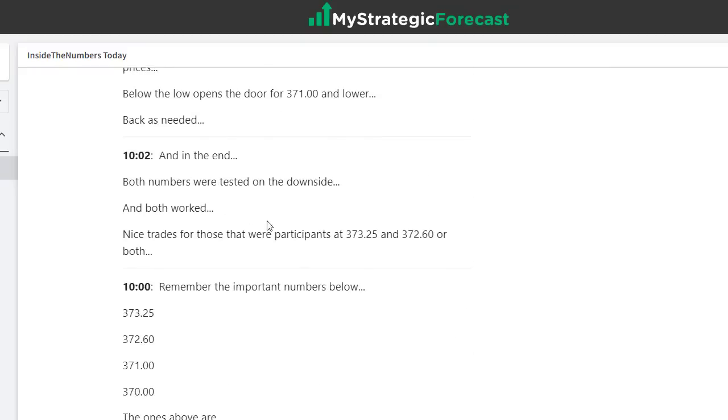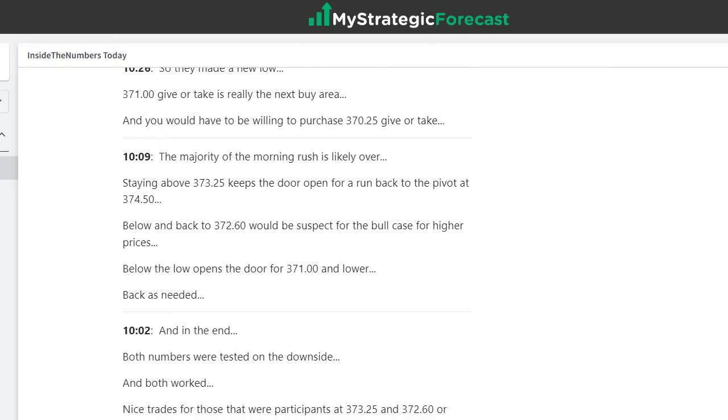All right, let's see what else we have. Here's where we're just saying both numbers worked in the end. The majority of the morning rush is likely over. Staying above 373.25 keeps the door open for a run back to the pivot, 374.50. You saw they tried to do that. Below and back to 372.60 would be suspect for the bull case for higher prices.